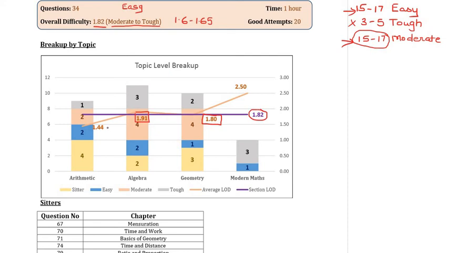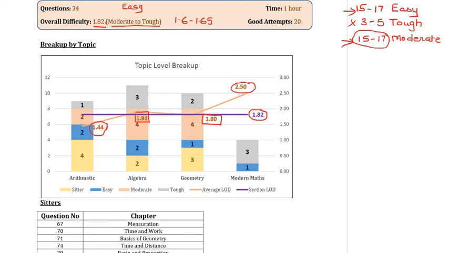We can see, and the good news for most students for this mock is that it was arithmetic, which most students are comfortable with. That was the easiest, and it was significantly lower than the section average. On the other hand, modern math was really tough, tending more towards tough than even moderate. So if somebody was banking only on modern math, then that person would have been in for a surprise. But had you been good at arithmetic and had you done a lot of questions here, potentially your chances of clearing the sectional cutoffs would have gone up.